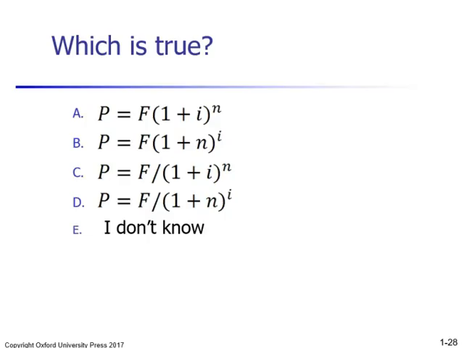Okay, now let's do an activity together, and which is true. Stop the video and start working on these things based on everything you have learned. So far you have learned that F equals P times 1 plus I to the power of n. And now here you don't see any of them. And here I just want to show you the connection between the present value and the future value.